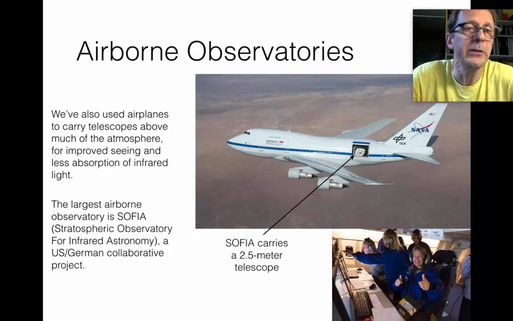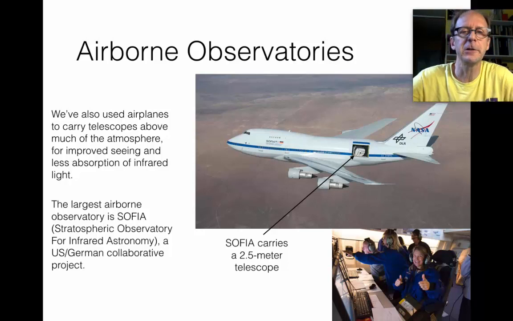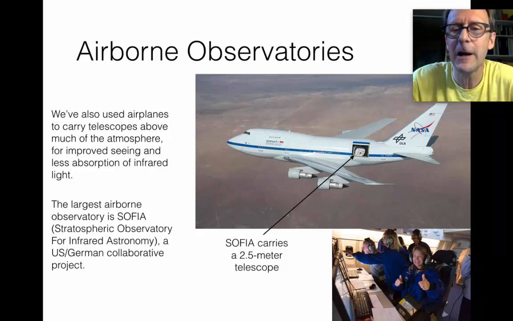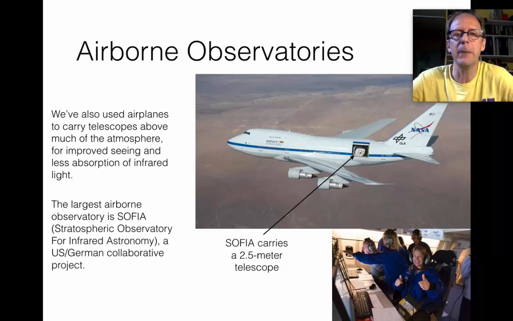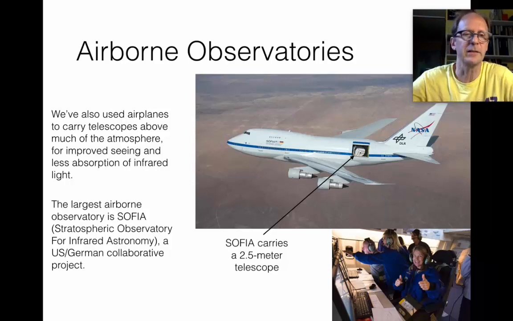We can also put telescopes on airplanes to get them above most of the atmosphere. This picture is SOFIA, the Stratospheric Observatory for Infrared Astronomy. It has a 2.5 meter diameter telescope in the back of it, and it's a joint project of Germany and the US.